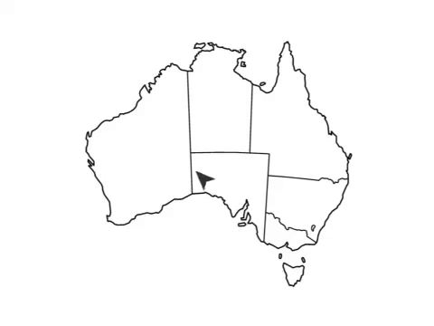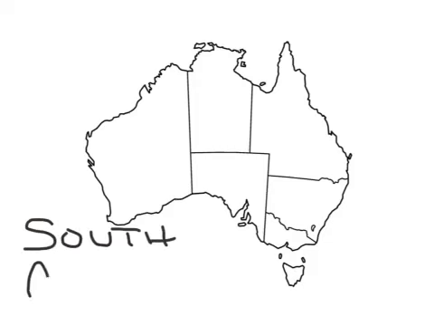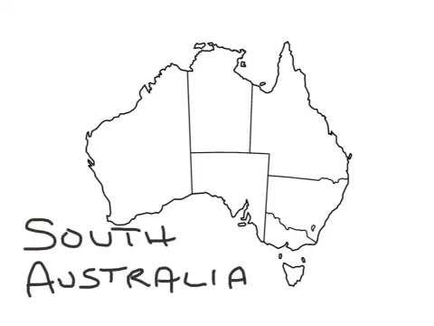Our next state that we're going to label is this one right here. And again, I'd like for you to write your label inside this particular state. This one is South Australia. Go ahead and take a second to label South Australia. Again, you can probably write it inside the border, or you can write it off to the side like I did and probably just draw a line up to it.